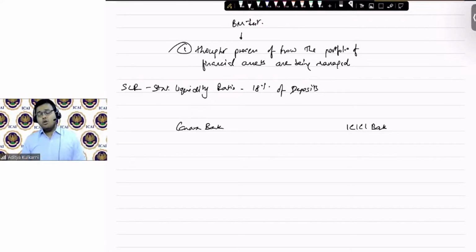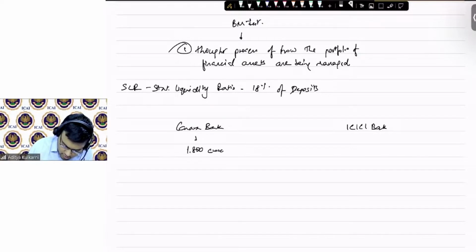Okay. What do I do with this SLR? The bank, suppose it receives 10,000 crores of deposits. 10,000 crore is huge money. It is very, very huge. Okay. So 10,000 crores of deposits it receives. Out of that, 18% is going to be invested. So 1,800 crores will be invested. 1,800 crores is your SLR.